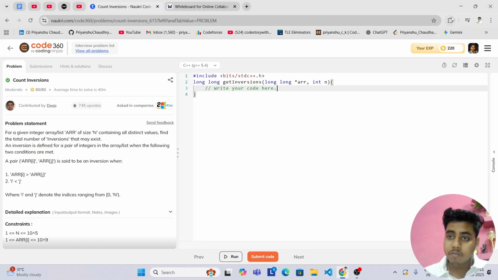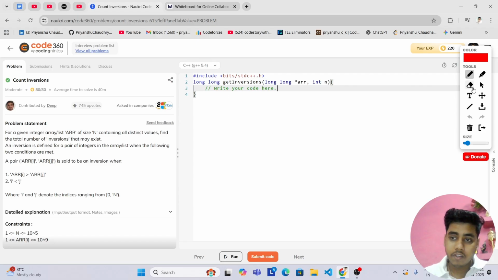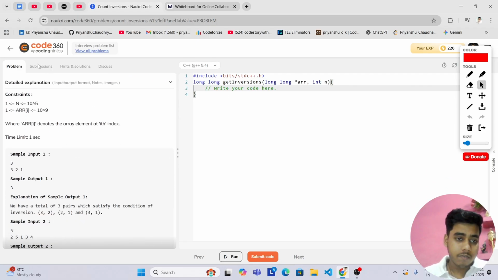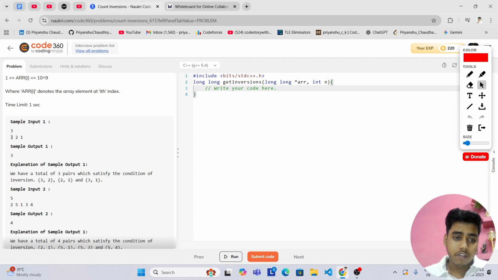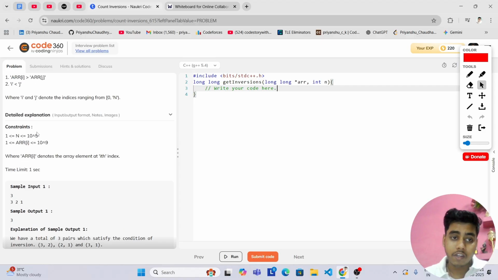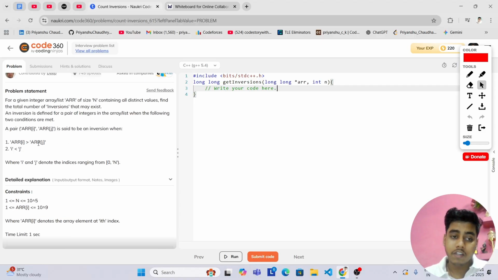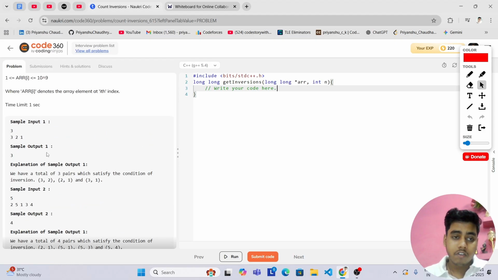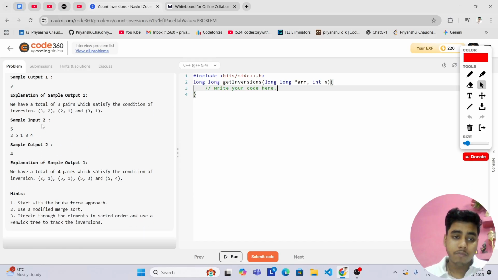Alright, so we can see here in sample input 1 we are given 3, 2, 1 and we have a total of 3 pairs which satisfy the condition that the left element is greater than the right element. That's why the conditions i is less than j and ARR of i is greater than ARR of j are given. So here the pairs are 3 comma 2, 2 comma 1 and 3 comma 1. In sample input 2 we can see there are a total of 4 pairs: 2 comma 1, 5 comma 1, 5 comma 3 and 5 comma 4. Alright, so we have to find this.